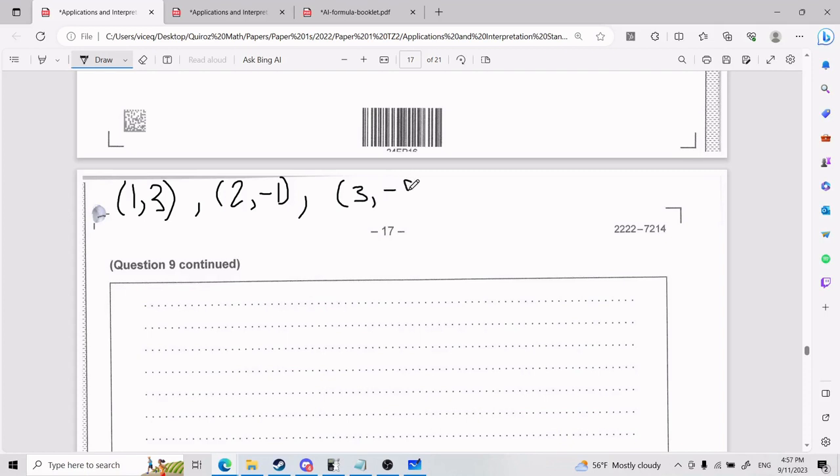3, -5. They also tell us that S equals AT cubed plus BT squared plus CT plus D. Now we know that D is how much? We know that D is -5, from just now. So we're going to have plus CT minus 5. Sorry, minus 5.